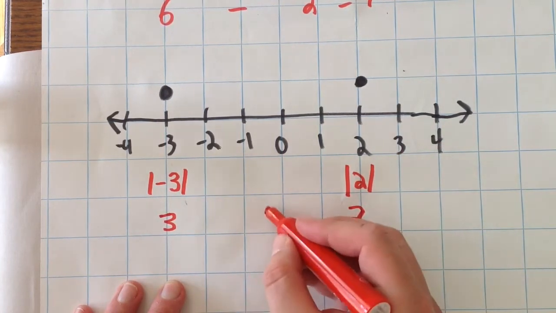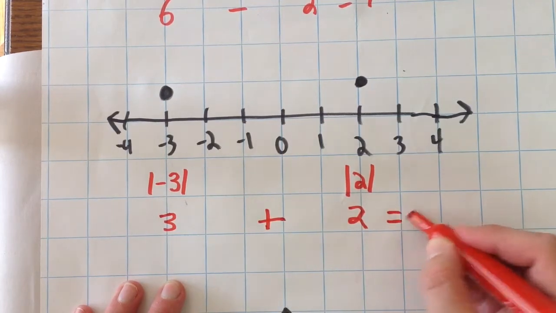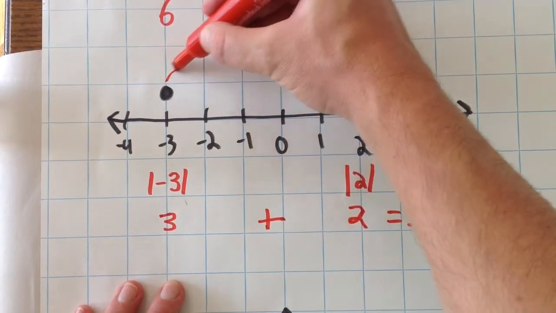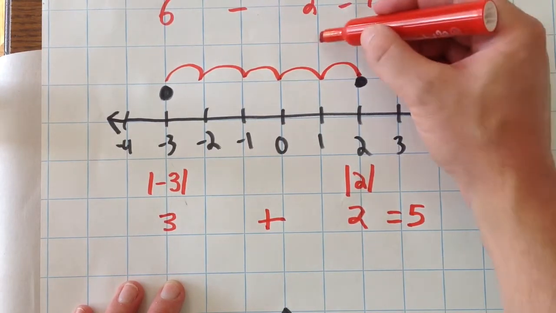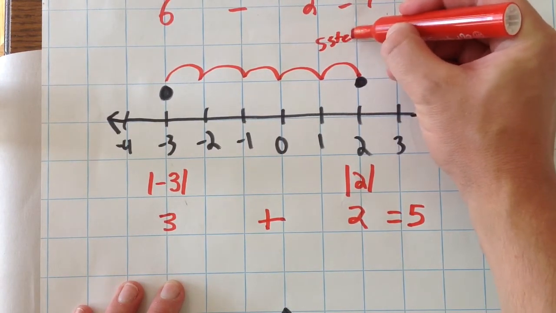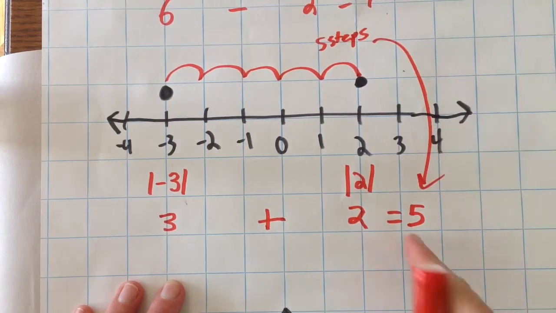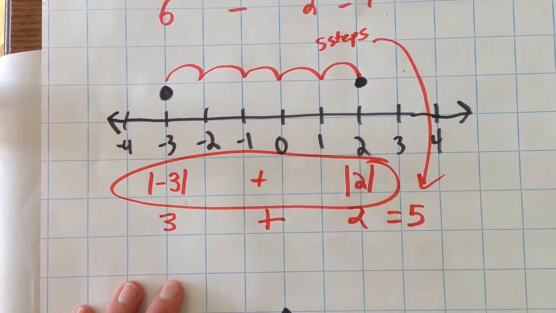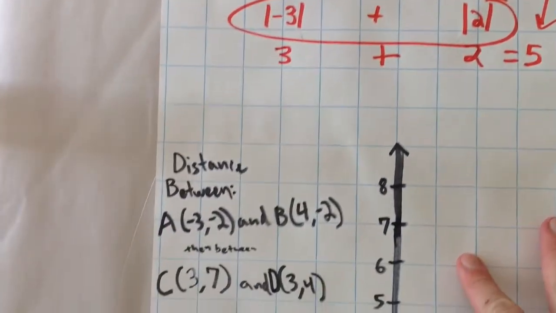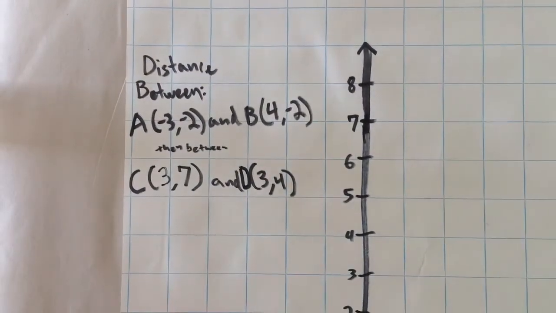Now the reason we're going to add this is because we can count our steps and see that there are 1, 2, 3, 4, 5 steps. The trick is to check to see if you have points which are on opposite sides of 0. So our expression is the absolute value of -3 plus the absolute value of 2. Now let's look at some examples using 2 axes.